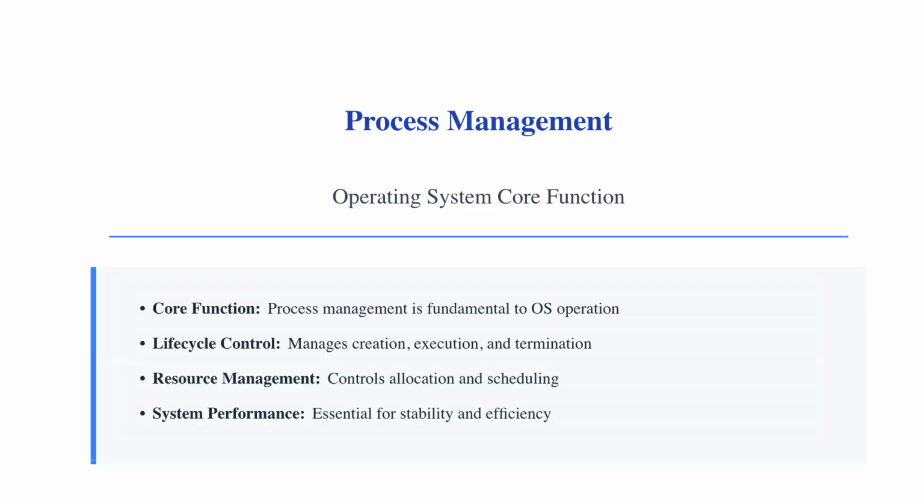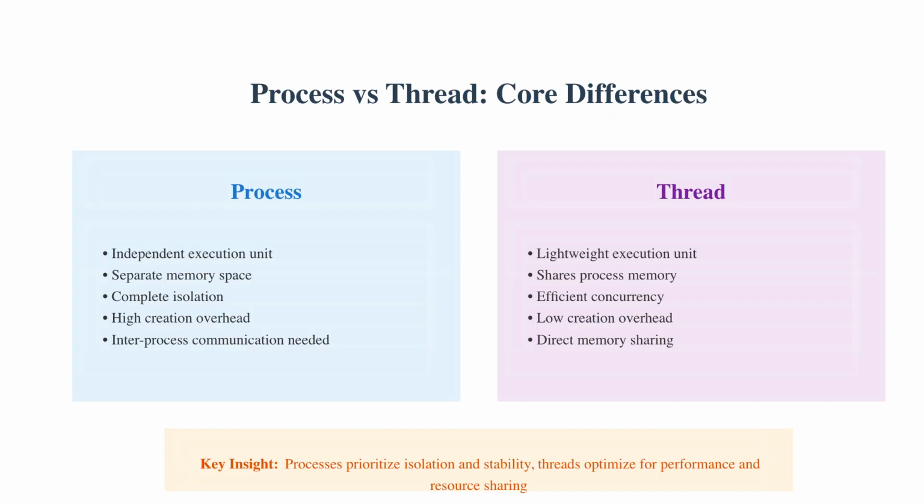Understanding these concepts is essential because they directly impact system performance and stability. A well-designed process management system ensures your computer runs smoothly even when handling dozens of applications simultaneously. Over the next few pages, we'll explore the differences between processes and threads, learn about context switching, examine concurrency challenges, and see practical examples of when to use different approaches.